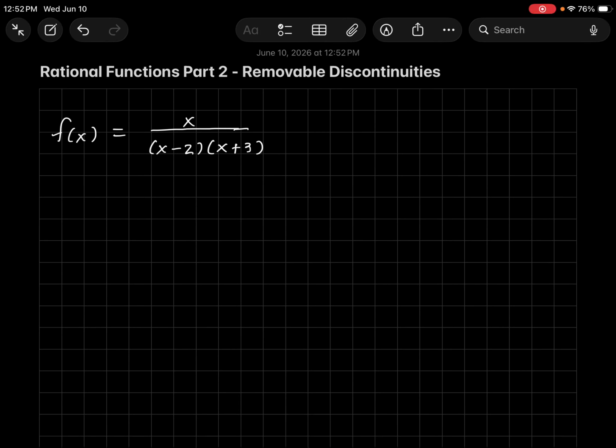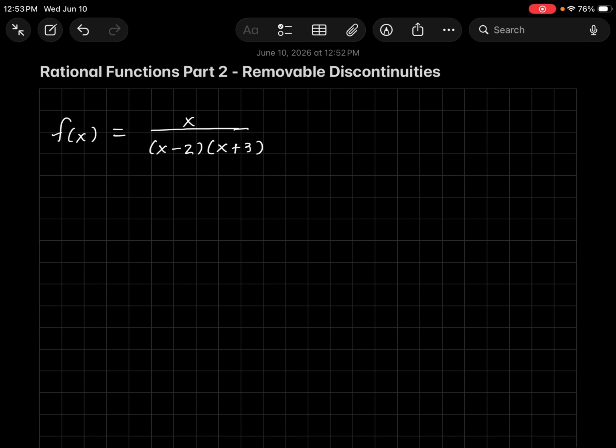Rational Functions Part 2, Removable Discontinuities. If you haven't watched the video Rational Functions Part 1, where we discussed the domain of rational functions as well as vertical asymptotes, I recommend that you go back and watch that now, because we will need some of that information to understand what we're doing in this video.